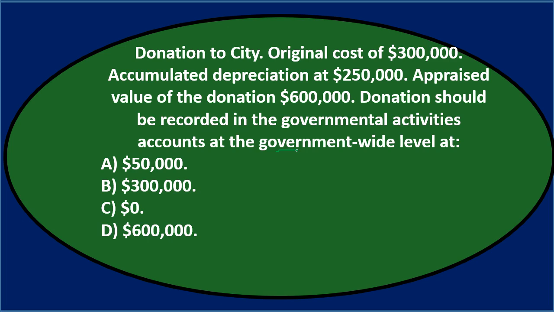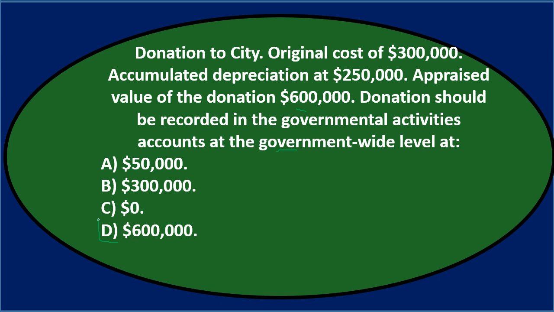Then we would want to say, if there's a donation, how would we record that? Typically on an accrual type basis. So a donation happened. An outside person donated something, and we need to put that on the books. Are we going to put it on the books at the original cost of $300,000 and the accumulated depreciation of $250,000? Or at the appraised value? Typically, we're going to think of the appraised value because that's going to be the fair market value. So we would go with D here.